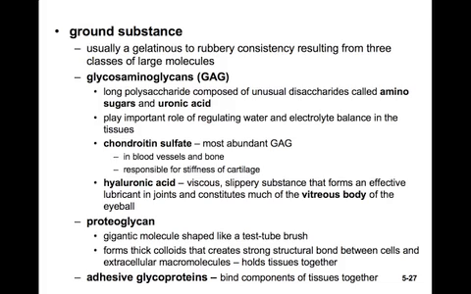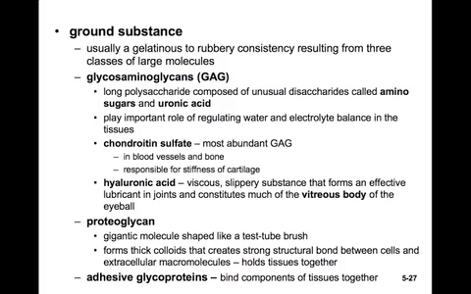The third component of connective tissue is the ground substance, that gelatinous or rubbery consistency. It results from three classes of large molecules: glycosaminoglycans, proteoglycans, and adhesive glycoproteins.